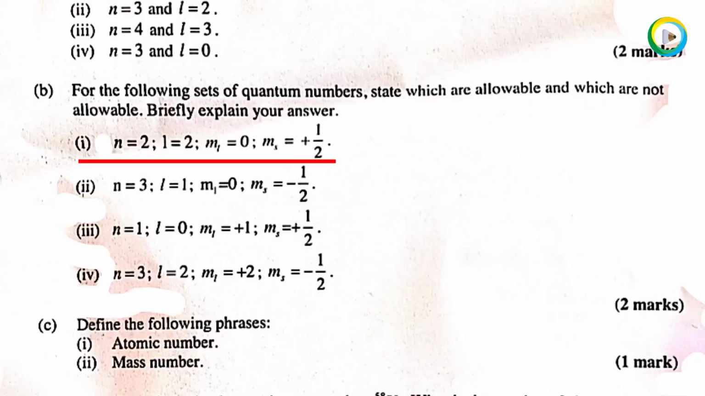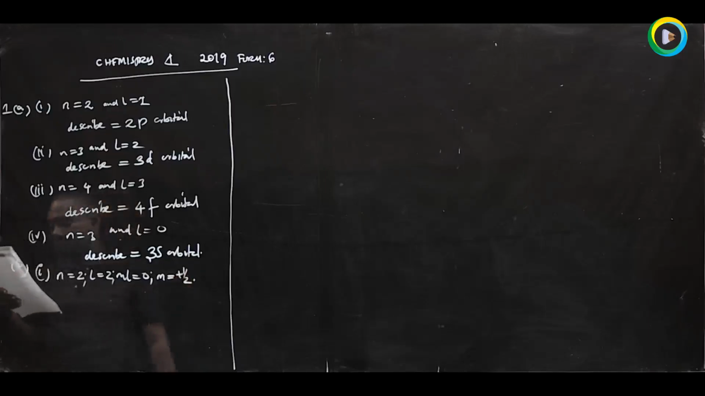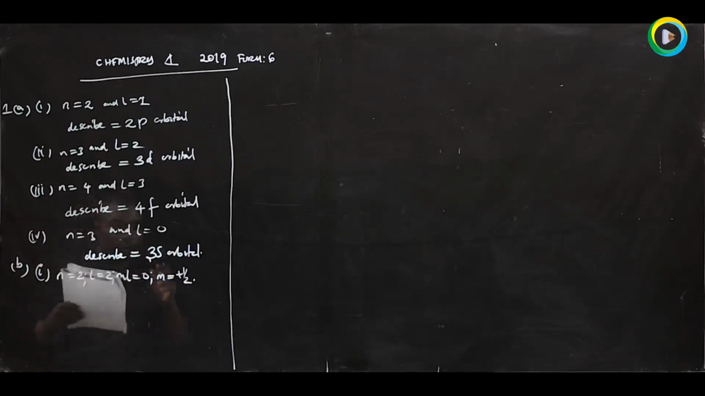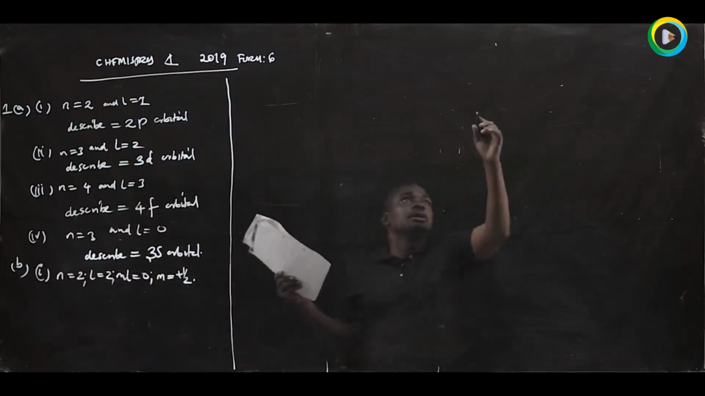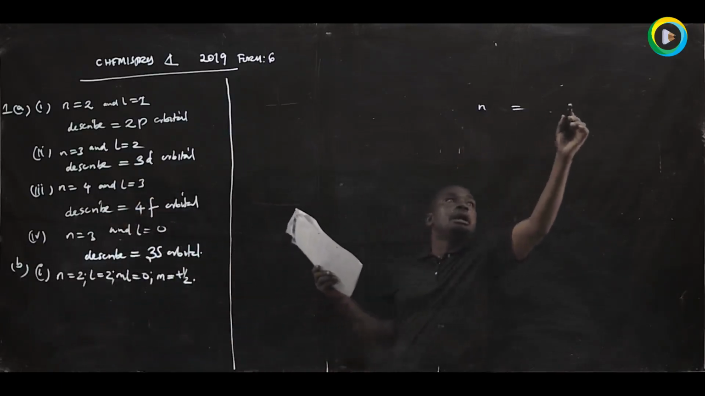Roman number 1 being N is equal to 2, L is equal to 2, M is equal to 0, and MS is equal to positive one half. You are supposed to account if it is correct or not correct, allowed or not allowed, and briefly explain. N is equal to 2 represents shell number 2.